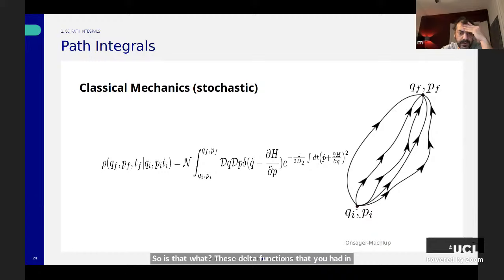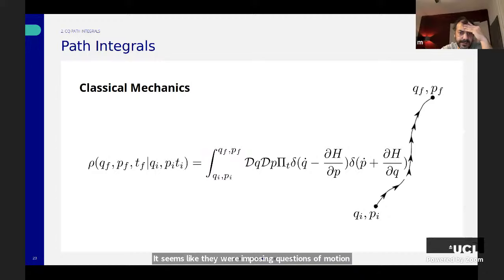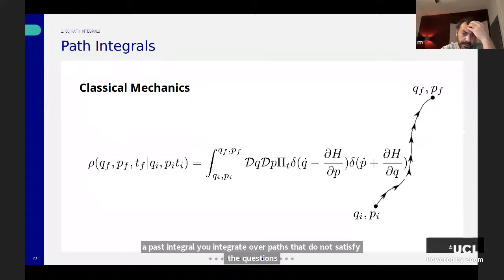So this is a classical deterministic path integral. For a deterministic system, we are imposing the equations of motion, and so we only have one of them. No, but in a path integral you integrate over paths that do not satisfy the equations of motion. Yes, in the quantum path integral. So this is a classical one.